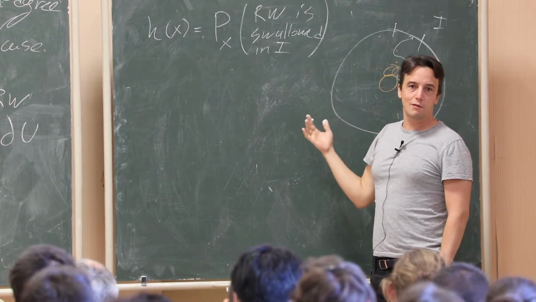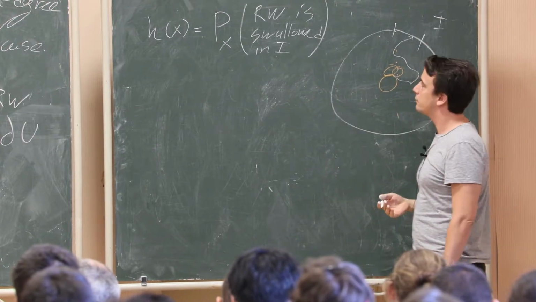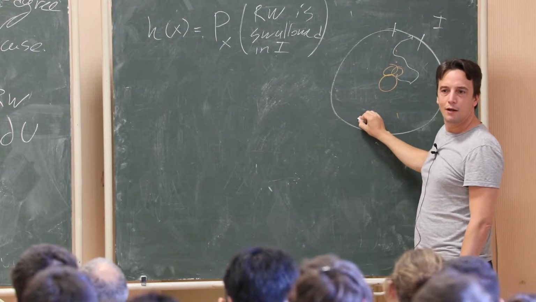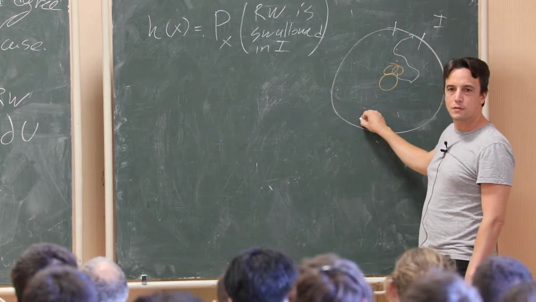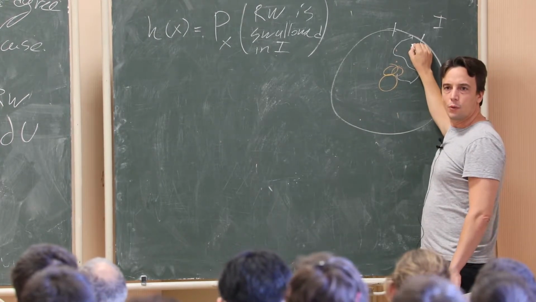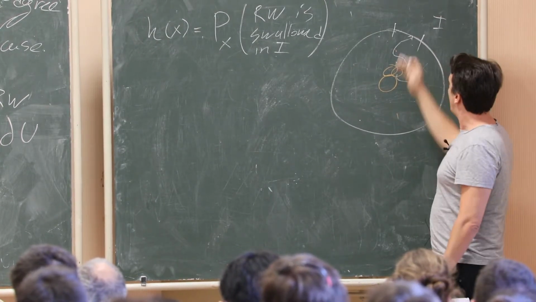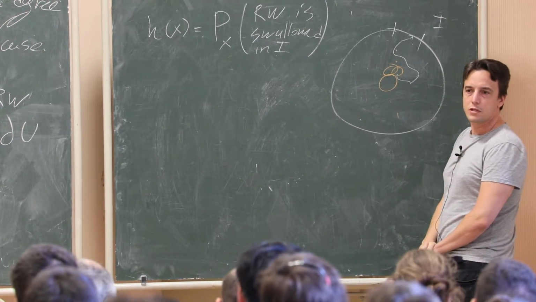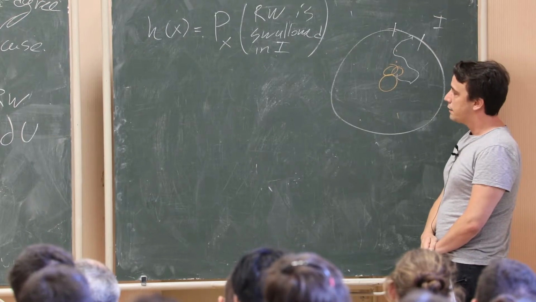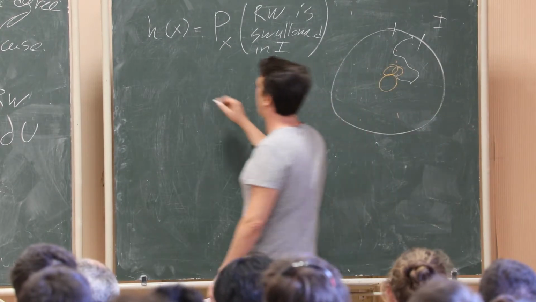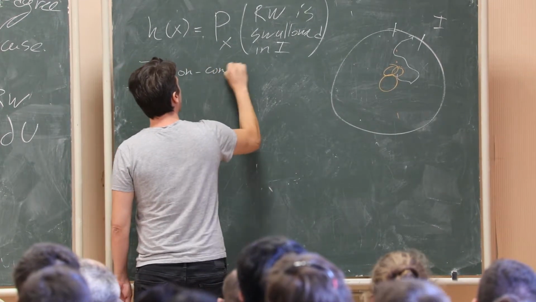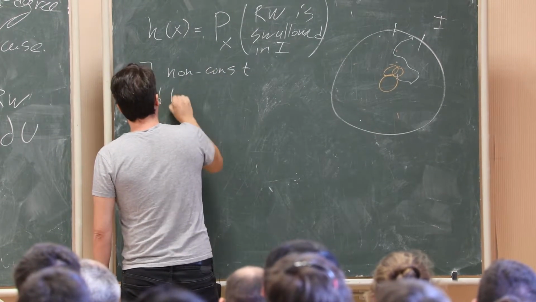It's non-constant. You have to prove that it's not constant, of course, and you have to show that if you're very far away from I, this probability is going to be close to 0, and if you're somewhere close to I, then the probability is going to be close to 1. So it's not constant, and it's obviously bounded, and so there exist non-constant bounded harmonic functions.